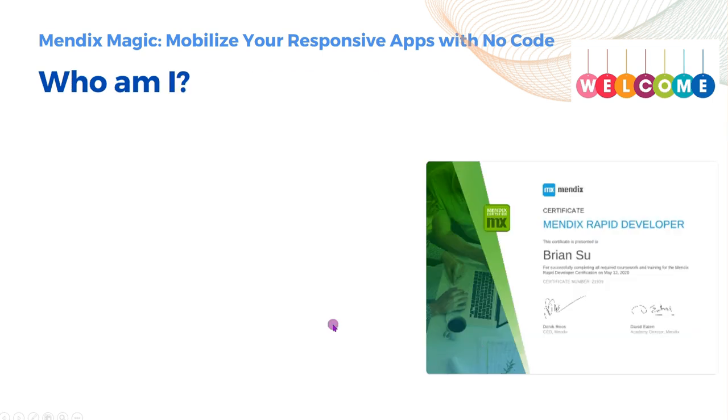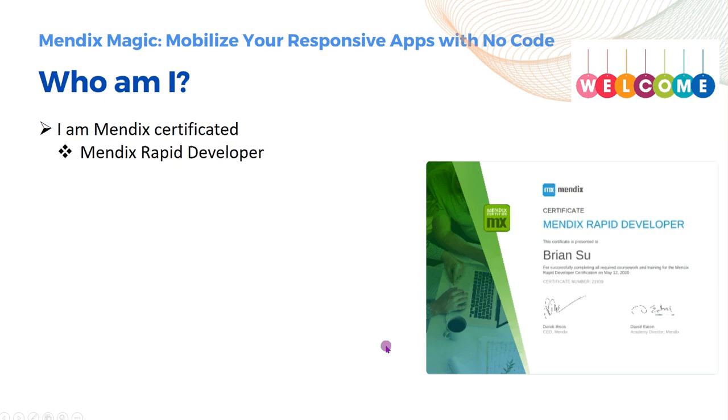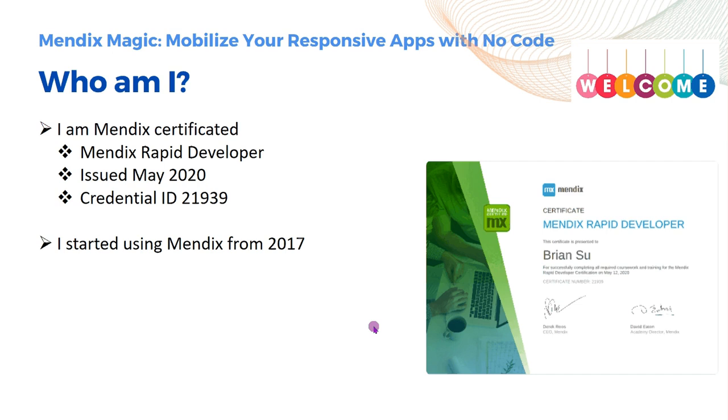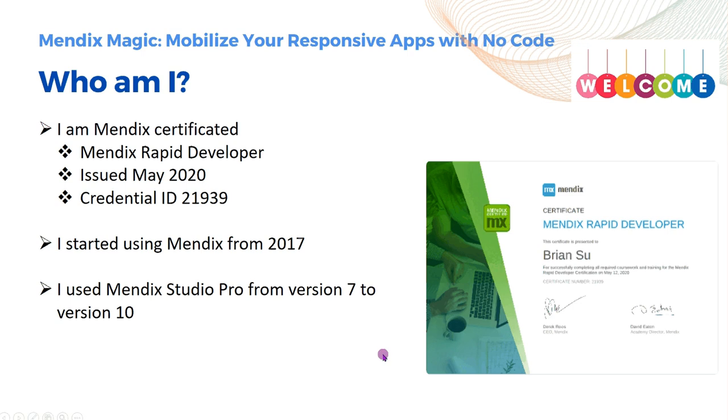Who am I? Okay, so it's very important, right? So I am Mendix certified. I got my Mendix Rapid Developer certificate, and it was issued in May 2020. The credential ID is 21939. I started using Mendix in 2017. I use Mendix Studio Pro from version 7 to version 10. Version 10 is the latest as of today.